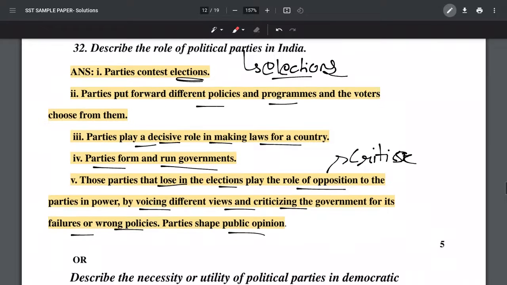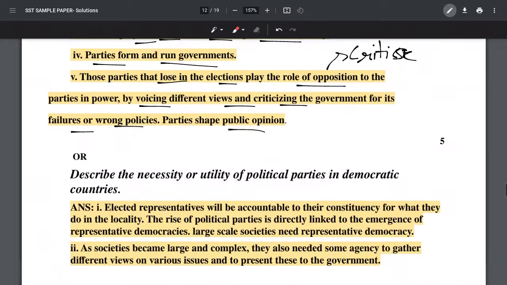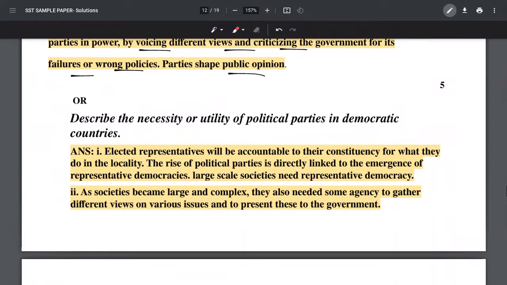All right. Now we have one more alternate question. You can write this one also, anyone you want. Describe the necessity or utility of political parties in democratic countries. In democratic countries, what is the meaning, what is the objective of having political parties?